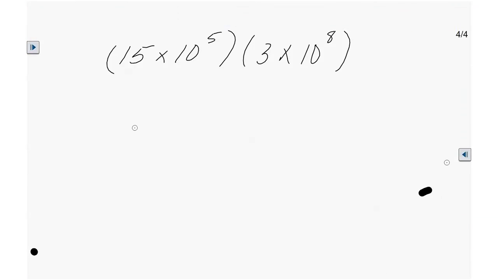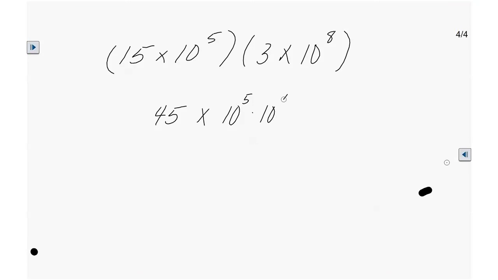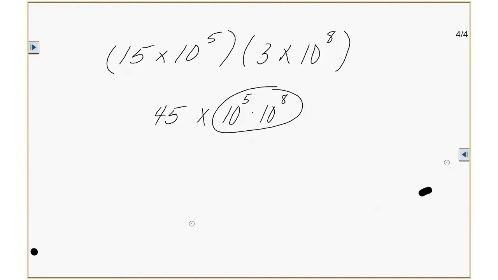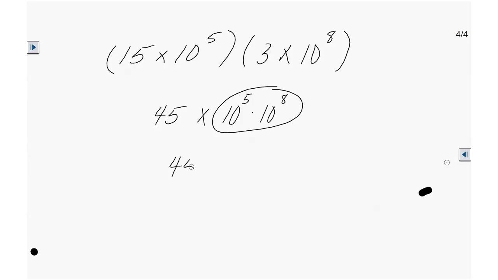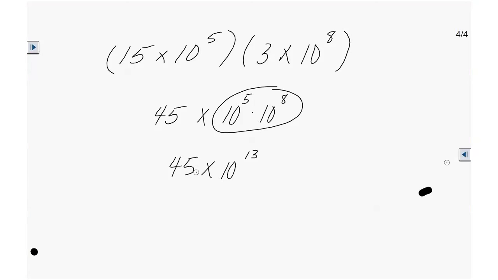So 45 times 10 to the 5th times 10 to the 8th. Now what do we do with these two guys? Add the exponents. Good. 5 plus 8, 13. Are we finished? No. Why? You have to put it in scientific notation because right now it's not in scientific notation. So you go back to the definition. Where is the decimal on 45? And you move it right here.